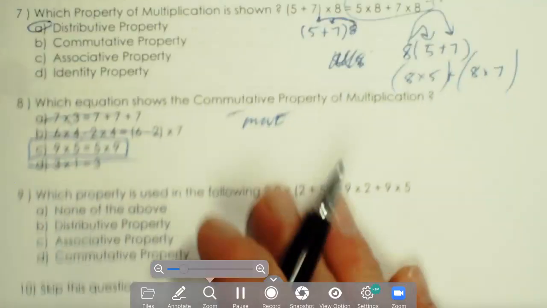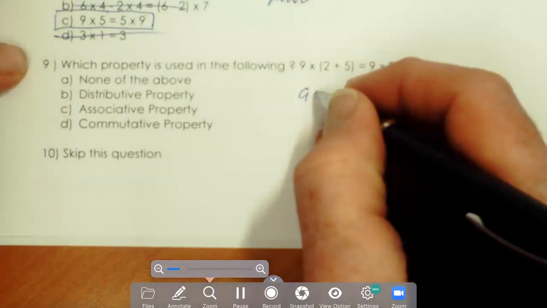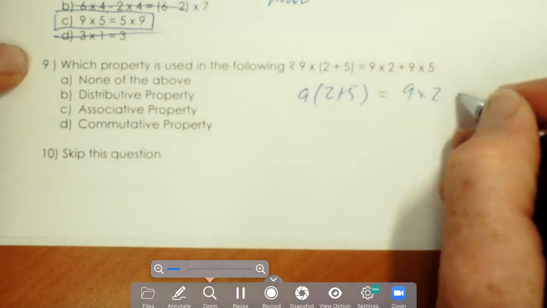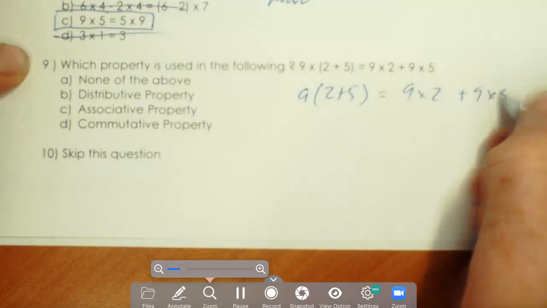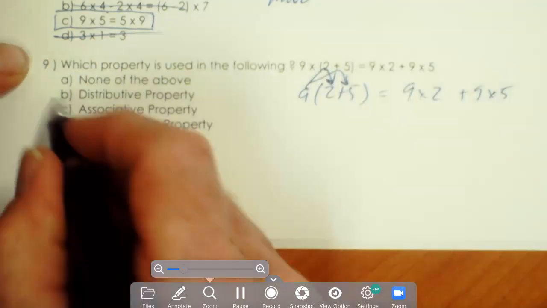All right. Which property is shown in the following? 9 times (2 plus 5) equals 9 times 2 plus 9 times 5. Again, this here is that distributive property where you're passing that 9 out.